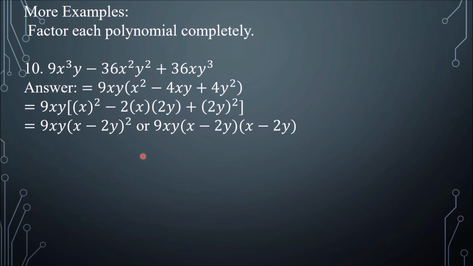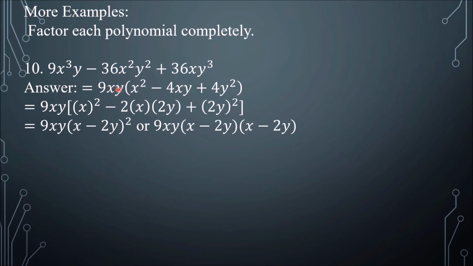So last, we have 9x cubed y minus 36x squared y squared plus 36xy cubed. Now in this case, as you can see, if we start with the coefficients, we have 9, 36, and 36. All three coefficients have a common number, which is 9. Now x cubed, x squared, and x. Again, the lowest exponent is 1, so we need to consider that x. Now we have y, y squared, and y cubed. The lowest exponent is y. So that's the common monomial factor, 9xy.